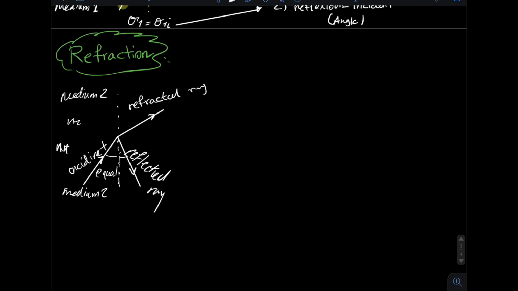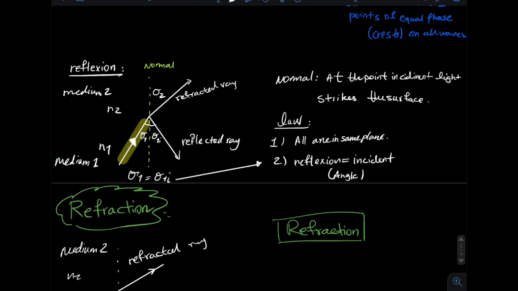Whenever light reaches a boundary between two media, part of it will enter a new medium but will change its direction. This is called refraction, sorry. So as you can see here, the incident ray would strike the, as I said here, the normal.